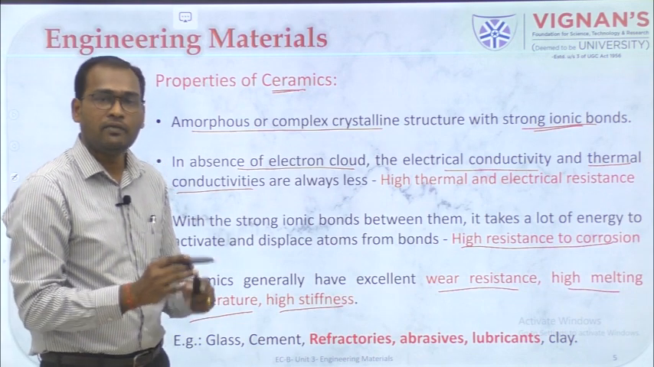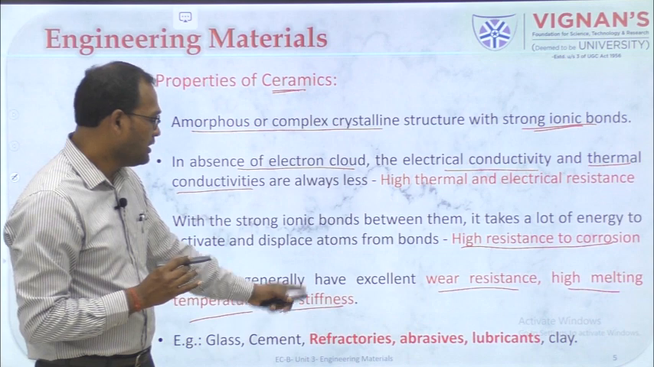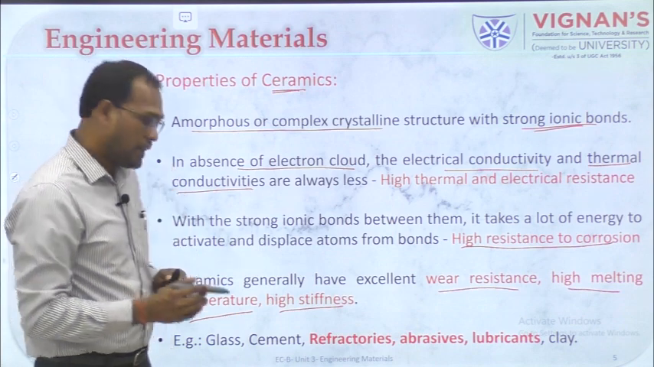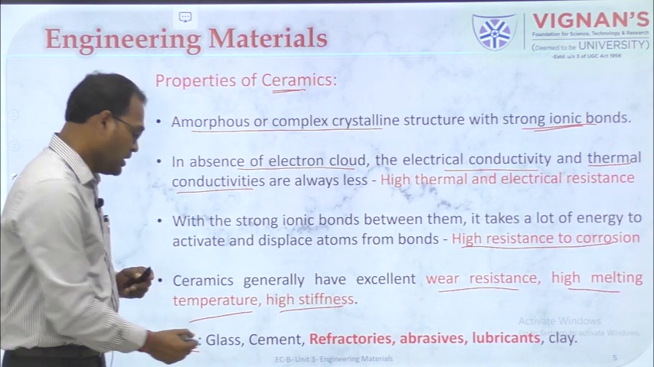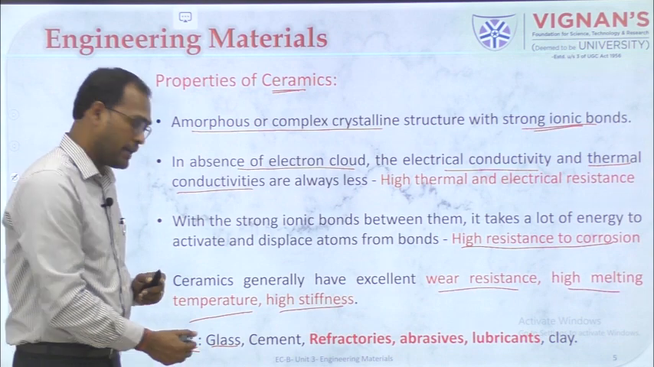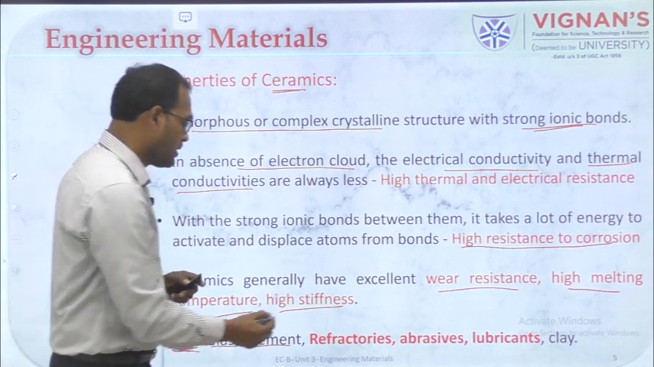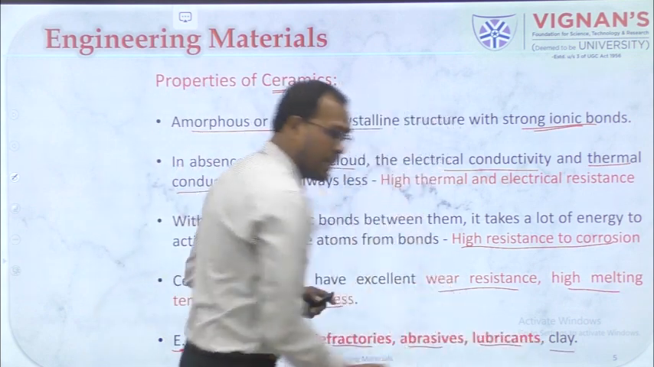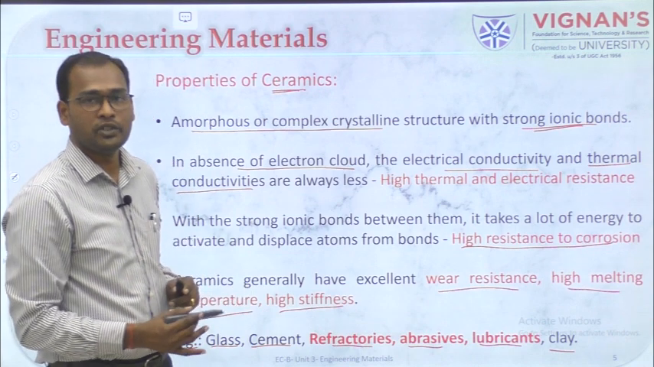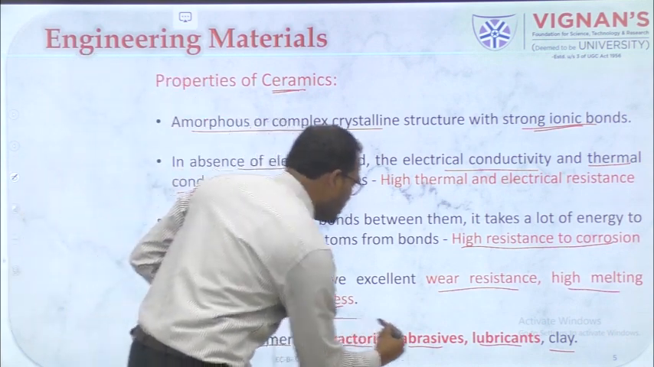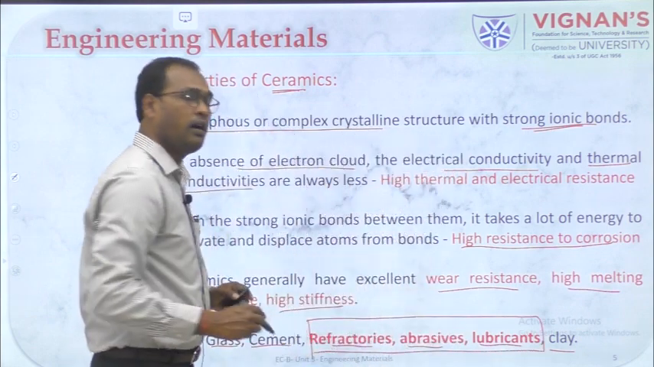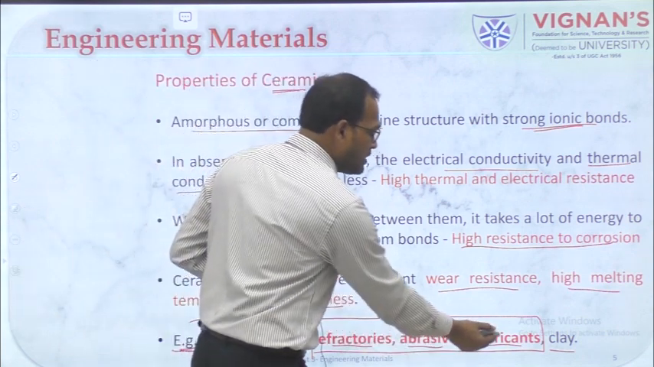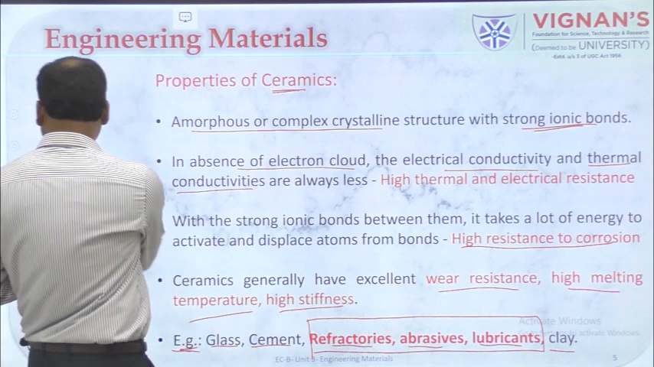All these are advantages of ceramics, and if all these things are there, then the material can be used in different applications, right. I have highlighted some examples. Glass is one example which comes under ceramics. Cement, refractories, abrasives, lubricants, and clay are examples of ceramics, and today we will be seeing these three under our Engineering Chemistry B syllabus: refractories, abrasives, and lubricants.